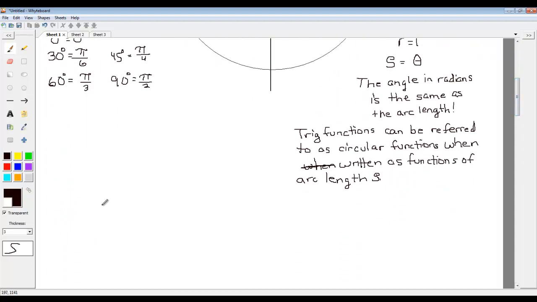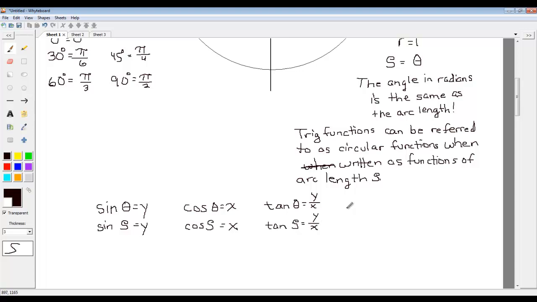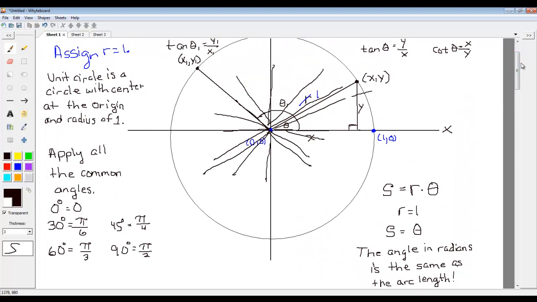So sine of theta equaling y, we can instead say sine of s equals y, sine of the arc length. Instead of cosine theta equals x, we can say cosine of the arc length is x. Instead of tangent of theta being y over x, we can say tangent of the arc length is y over x. So we apply that here.